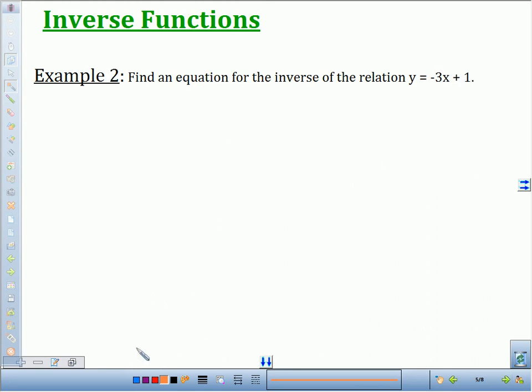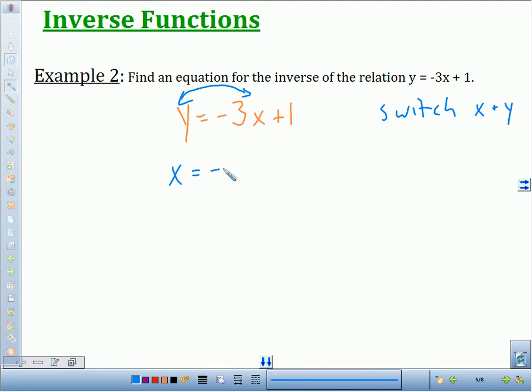Let's try it with a slightly different equation. I want to find the inverse of y equals negative 3x plus 1. Again, I start by switching x and y. So y will move over to where x is, x will move over to where y is, and give me x equals negative 3y plus 1. From here, I just want to solve for y.